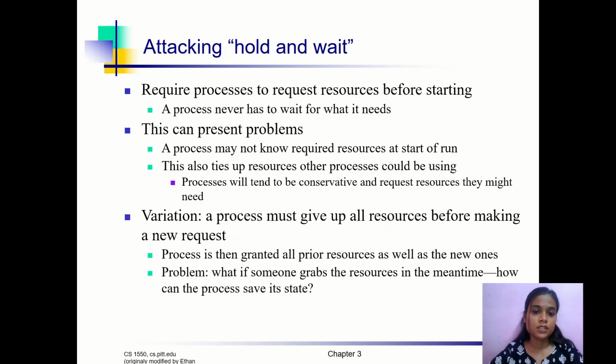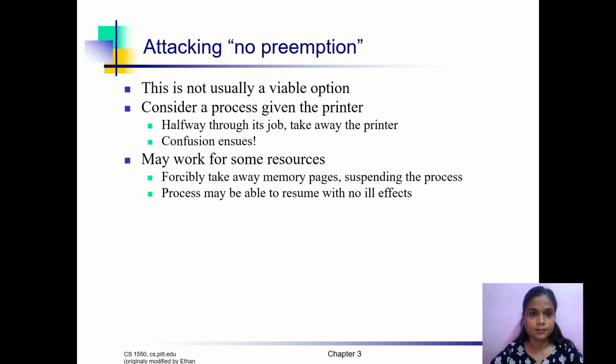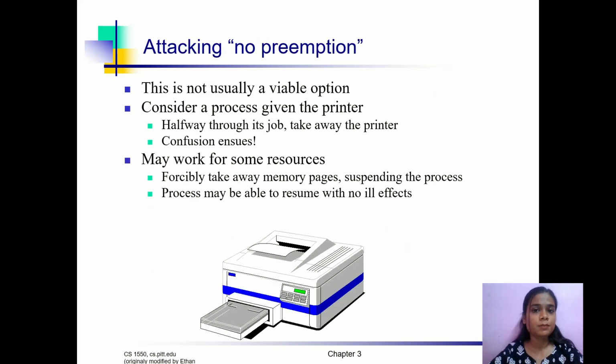Variation: a process must give up all resources before making a new request. The process is then guaranteed all prior resources as well as the new one. The problem is, what if someone grabs the resources in the meantime? How can the process save its state?